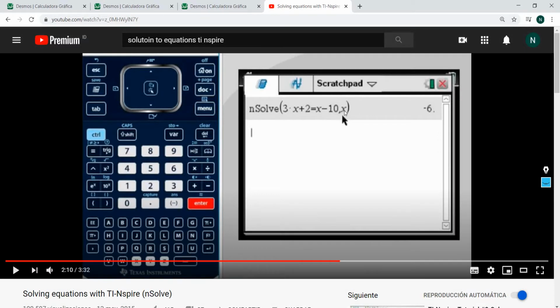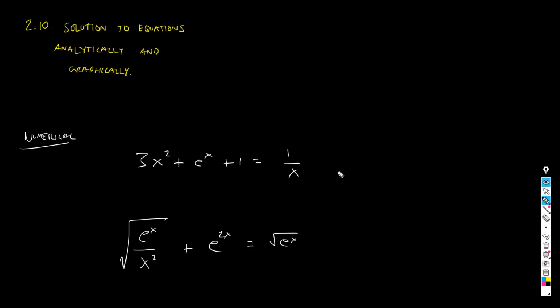That's what the comma and the x stand for. Solve for x, this equation, please solve it for x. That's what all of this notation means. And the calculator will give you the roots or the solutions or the zeros of the equation. Fine. So that's what we mean by numerical. Basically, use a calculator. It's that simple.